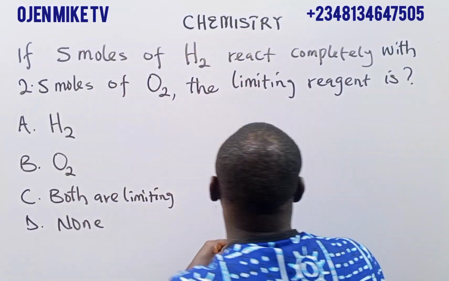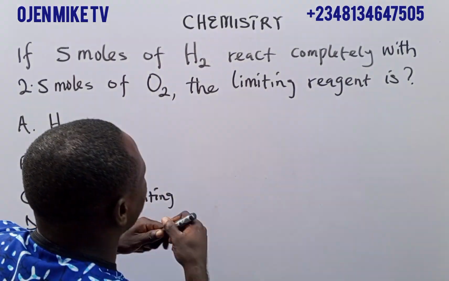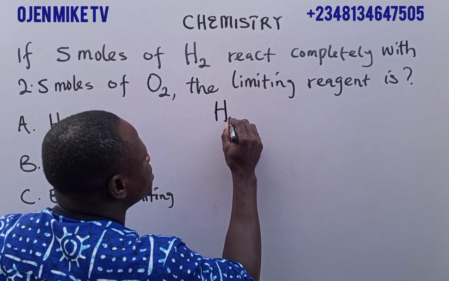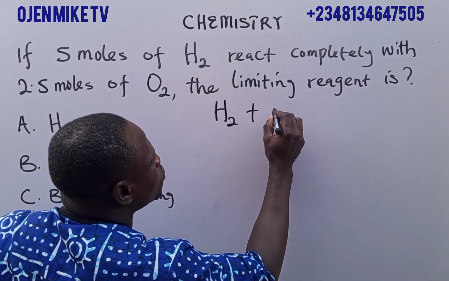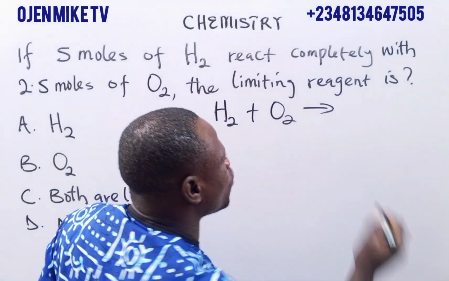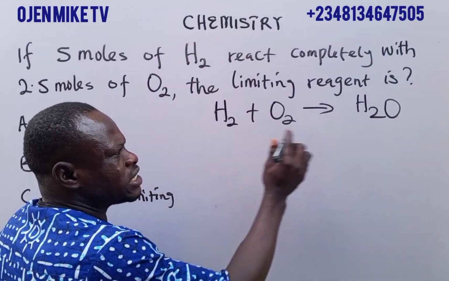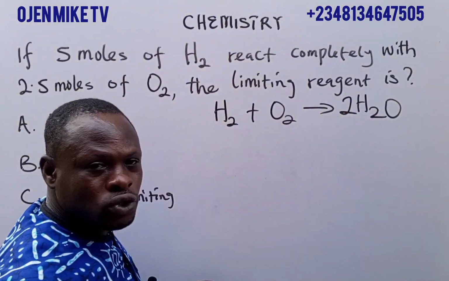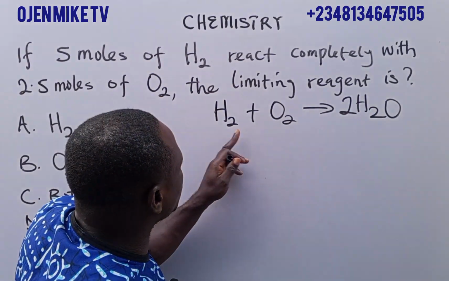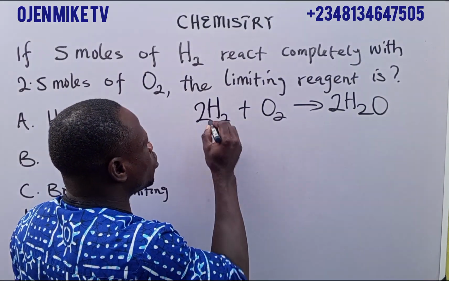What you simply do is, firstly, balance your chemical equation. Hydrogen gas reacts with oxygen gas to produce, of course, water, H2O. Now, to balance our equation, we need to put 2 here. Hydrogen here is 4, and hydrogen here is 2. So we need to put 2 here.